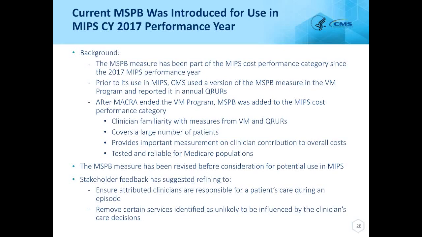So the MSPB history and measure revision timeline largely parallels that for TPCC. This should look familiar to what we just went over for TPCC, but just as a refresher, the MSPB measure has been in the MIPS cost performance category since 2017 and continues to be. Prior to its use in MIPS, it was in the Value Modifier Program, or the VM program, and reported on the annual QRURs.